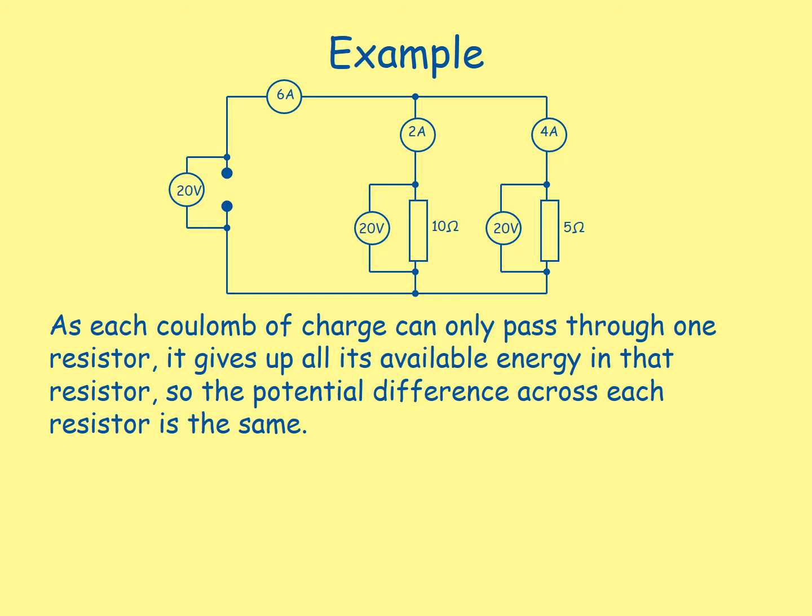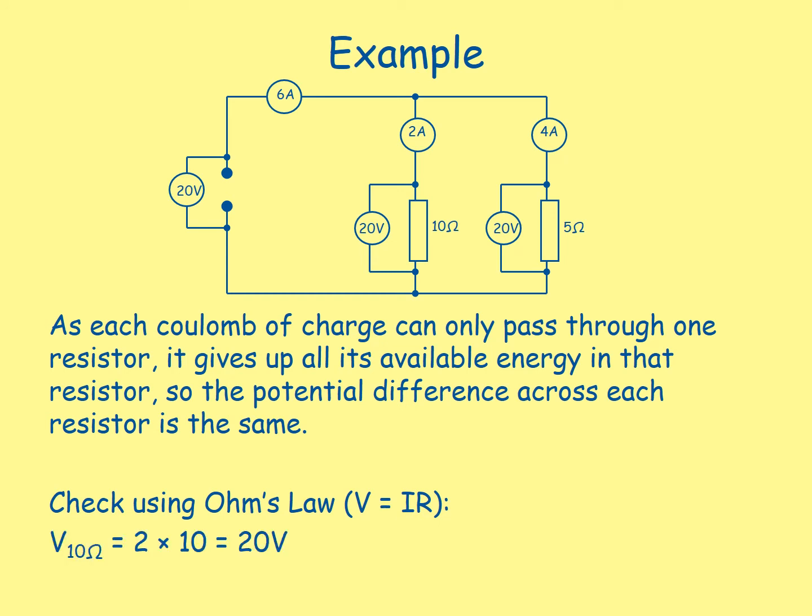Example, as each coulomb of charge can only pass through one resistor, it gives up all its available energy in that resistor, so the potential difference across each resistor is the same. Let's check this using Ohm's law. The voltage across the 10 ohm resistor is equal to the current times the resistance, so our current we can see in the diagram is 2 amps and the resistance is 10 ohms, and we can see 2 times 10 is 20 volts. The voltage in the 5 ohm resistor is equal to our current times our resistance, so we can see our current is 4 amps and our resistance is 5 ohms. These multiply together give 20 volts as well.